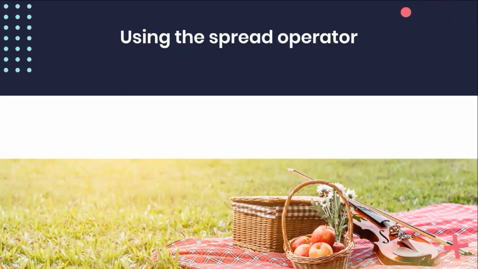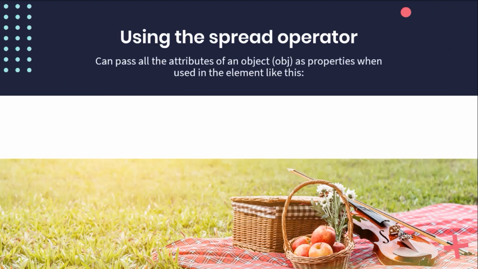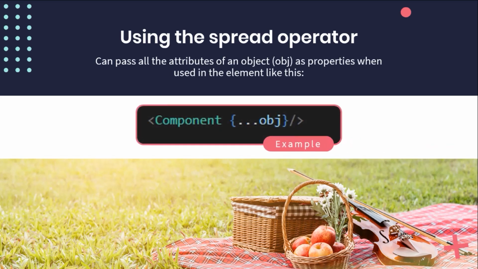The spread operator lets us pass all the attributes of an object, which are obj, as properties when used in the element, like this. We use spread in load website.js to pass state and property variables to the original component when we're rendering it. And we needed it because we didn't know ahead of time all the properties the function would take as arguments. Thus, the spread operator is a blanket statement to pass all of our data.